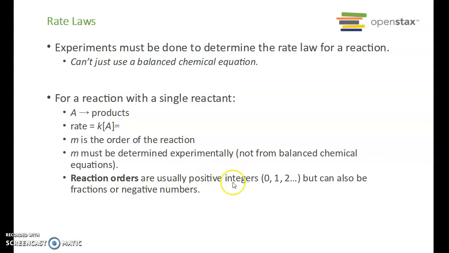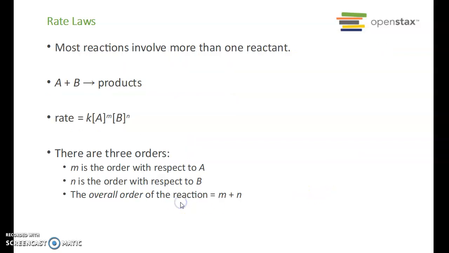Reaction orders are usually positive integers. They can be 0, 1, or 2, but can also be a fraction or a negative number. Most reactions involve more than one reactant, unless it's a decomposition reaction, and therefore the rate would be each one of these raised to their individual order. So m is the order with respect to A, n is the order with respect to B, and the overall order is m plus n.